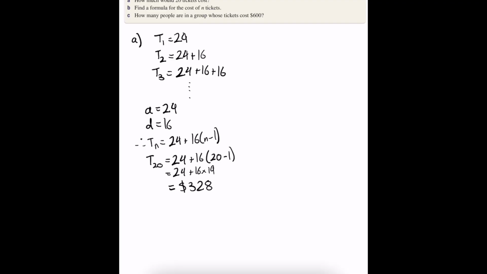Part B is a bit of a weird one. And it says find a formula for the cost of n tickets. So we've kind of done that already here. But what we're going to do is simplify that. So Tn equals 24 plus 16(n minus 1), which is equal to 24 plus 16n minus 16. So that means we get Tn is equal to 8 plus 16n. And that's our formula for the cost of n tickets.